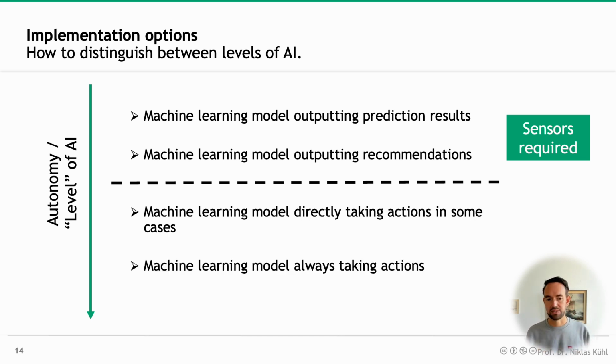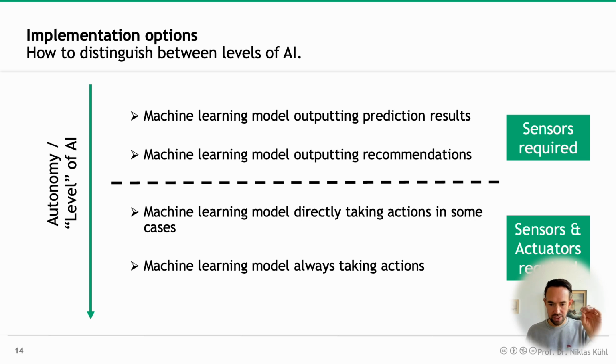And then we have the final case where the model will always take action, right? So full automated driving, for example. And for these cases, different requirements are made. Also, if we look back at our definition of agents, for the one above, we only need sensors. It will only read and then will output prediction results or recommendations. Whereas in the other case, we need actuators where this agent can change the environment it lives in.